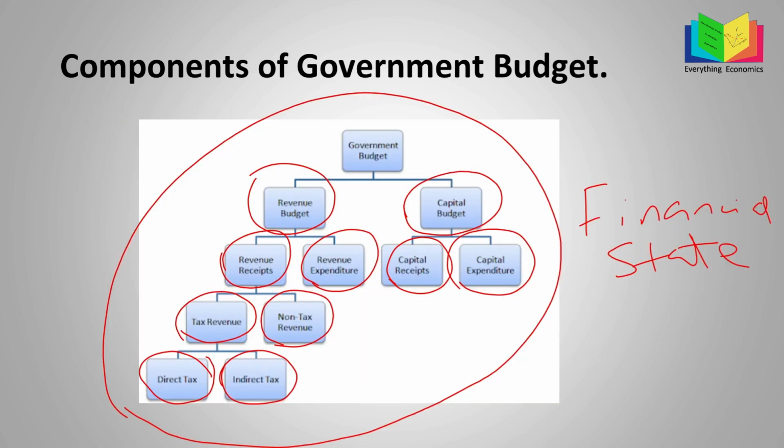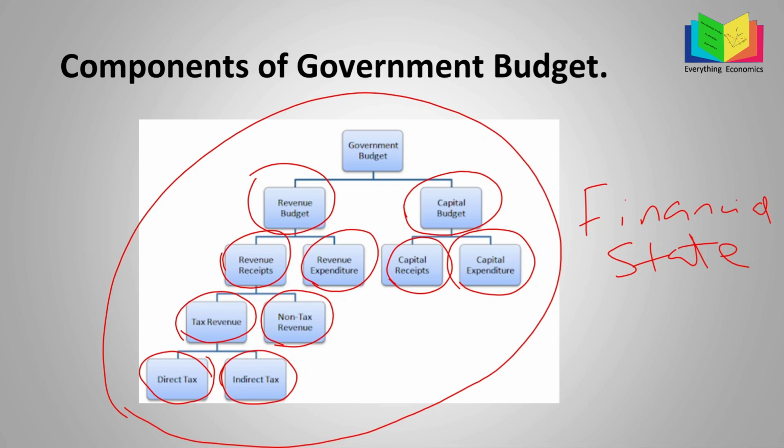We are done with the left side of the budget. Let me go back. The revenue budget, we are done with that. Revenue receipts, expenditure, tax revenue, non-tax revenue, direct tax, indirect tax. So that's the revenue budget. Basically it means how much the government expects to receive as revenue, and how much it expects to spend in a year on a daily basis.